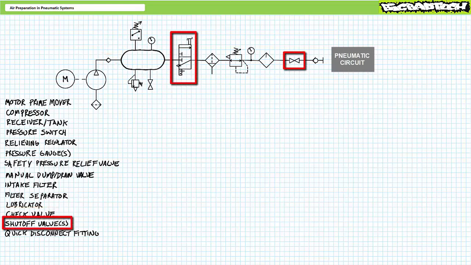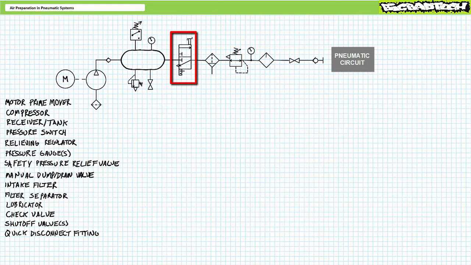You may also find accessory shutoff valves upstream, downstream, or on both sides of an FRL. Consider these two valves on either side of the FRL, one pretty sophisticated, one pretty simple. The more sophisticated valve on the left is a manually actuated two-position valve with a locking detent.